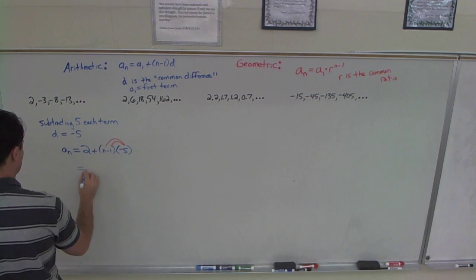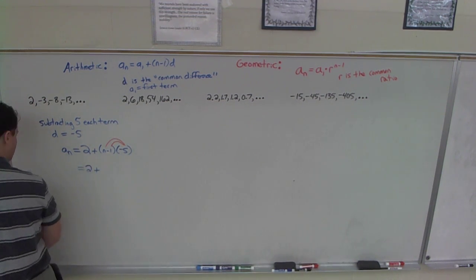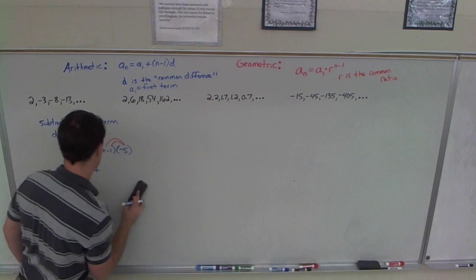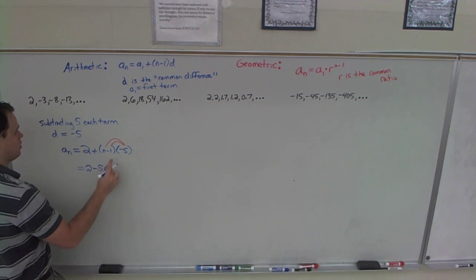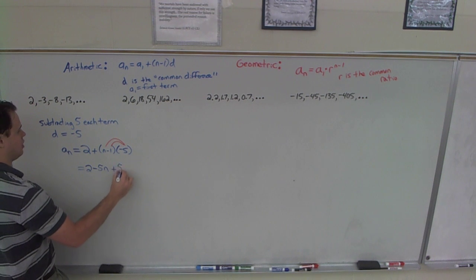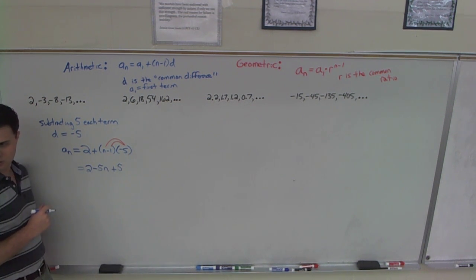So let's see, we're going to get 2 plus, not plus, let me just erase here. That times that is negative 5n. That times that is positive 5. Are there any like terms, guys, to put together?